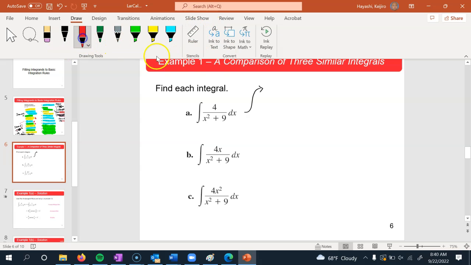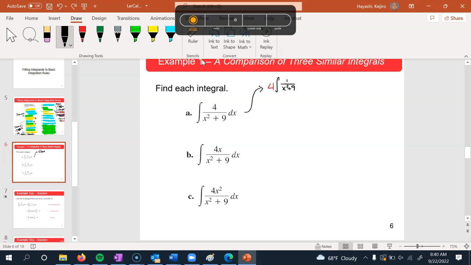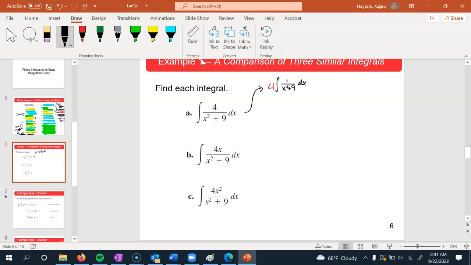What will work is probably first taking that 4 to the outside, so that I have 1 over x squared plus 9. You don't have to take the 4 to the outside, but the idea is that it'll make it easier to see. This is one of those integrals that integrates into an arctan. Just a constant on top and some sort of quadratic on the bottom. It's not an arcsine or an arcsecant just because there's no square root involved on the bottom there. It's just 2 squares being added together.